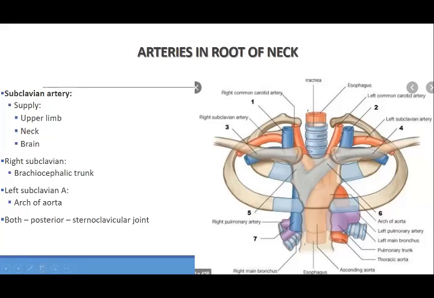You know, as we just discussed, the right subclavian arises by the division of the brachiocephalic trunk. This division occurs posterior to the sternoclavicular joint.